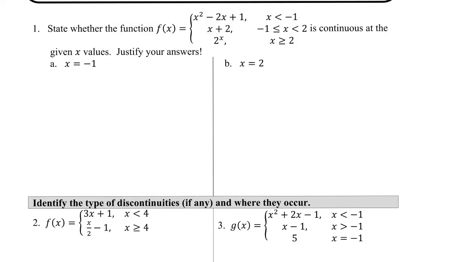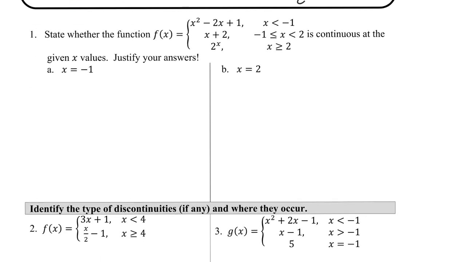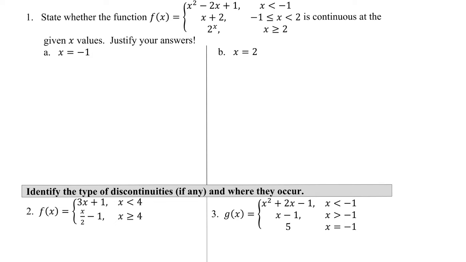So for this given function here, let's prove that it is continuous at the given x values, or show whether it is or not, using the qualifications from above. The first thing is f of C has to exist. So for A, it's at x equals -1. So let's make sure that f of -1 actually exists. So step one, what is f of -1?